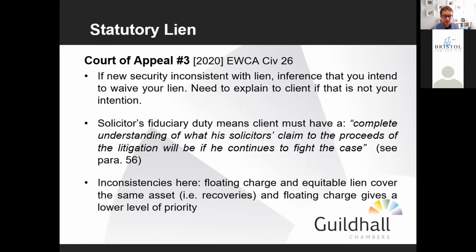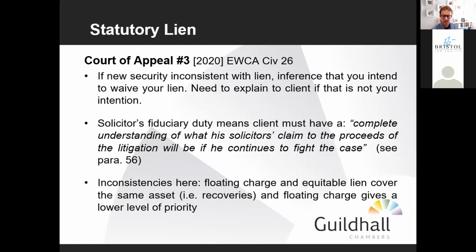And again, the liquidators were successful on this point, with the Court of Appeal holding that there was an inconsistency between what would have been Candy's equitable rights, which would have been to go for a charge straight after the recoveries, and the rights under the charge that Peak had executed, under which there was a floating charge over exactly the same asset. And the Court of Appeal basically said, well, you've asked Peak to sign a series of charges which give a floating charge over recoveries in litigation.